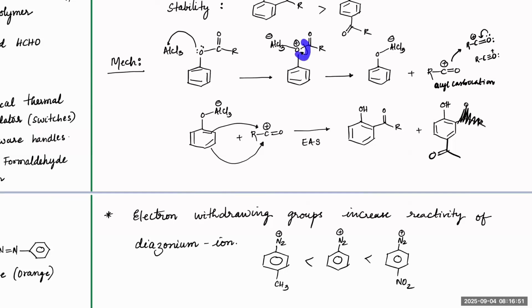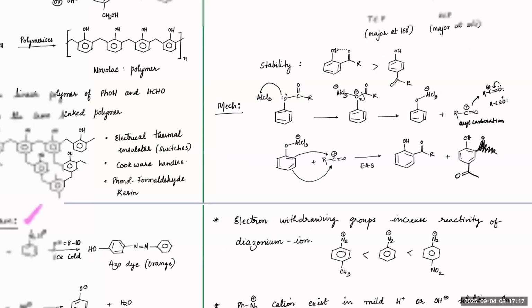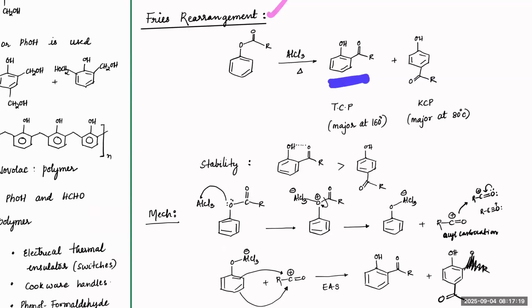And because of which now there is an RC double bond O plus available as an electrophile for this group to react. So it can attack from ortho position, it can attack from para position. What is being observed is that ortho is major at high temperature, para is major at low temperature. Now, there is not much of a detailing on that, but I would suggest we would directly remember it. Ortho is the TCP here and para is the KCP here. This is Fries rearrangement.